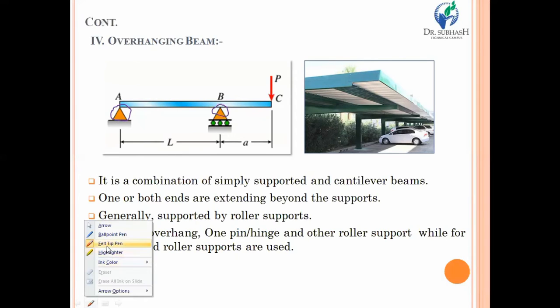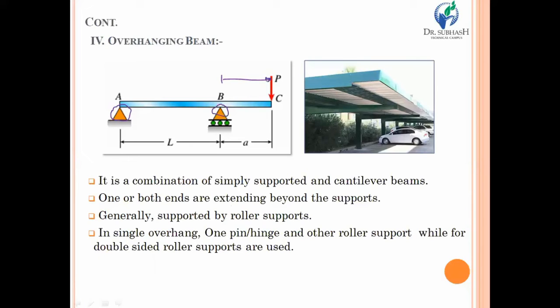Second thing about the overhanging beam is that on any kind of support, right side or left side, some portion or some span of the beam is overhanging from the support that you have selected. Look at the diagram over here from support B. The span of that particular beam is extended by some length, let's say length A. So this type of beam having the hanging portion will be known as an overhanging beam.